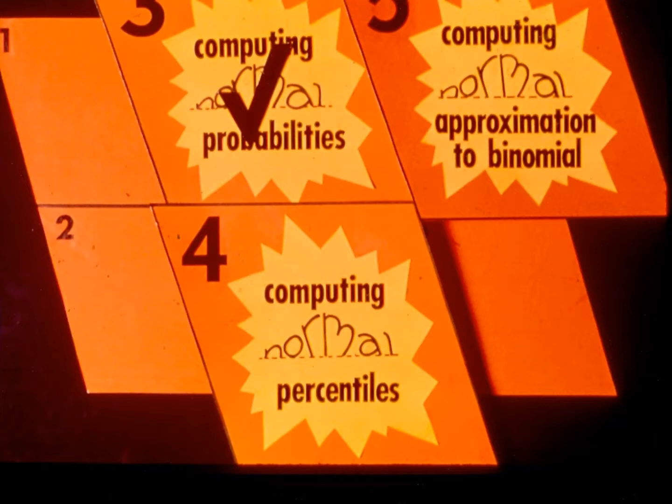We have already completed part 3, computing normal probabilities. Computing normal percentiles is similar. The same procedure is used in reverse.